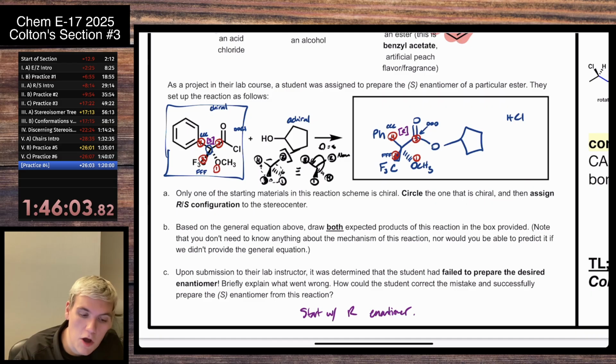So if we start with the R version over here, we know the reaction is going to flip it and it's going to become S as our product. And so that's how we get what we want.